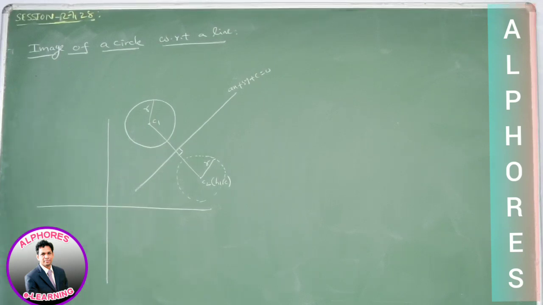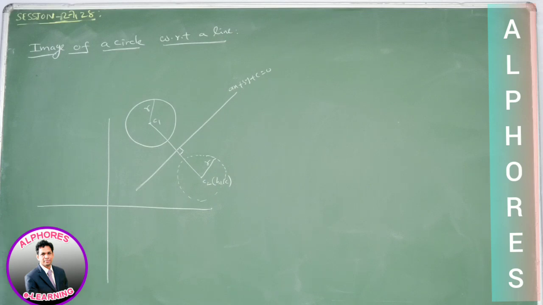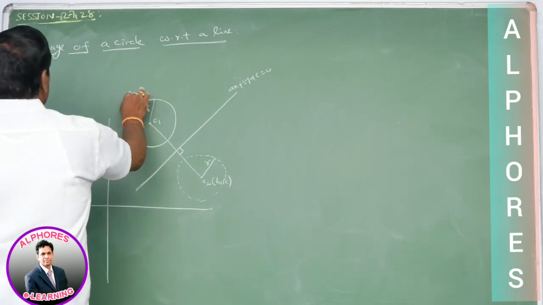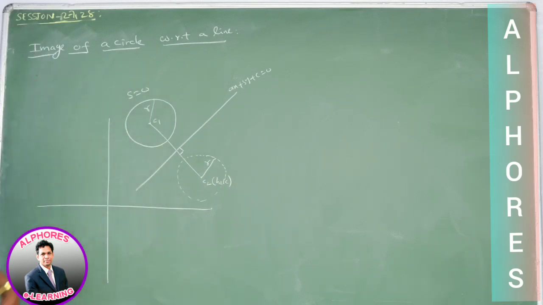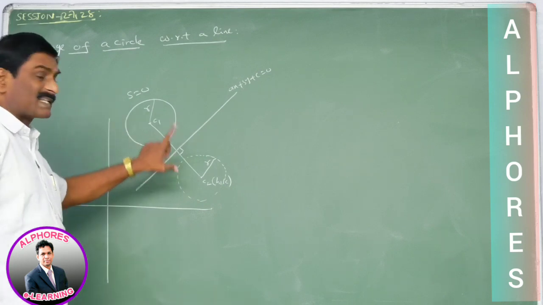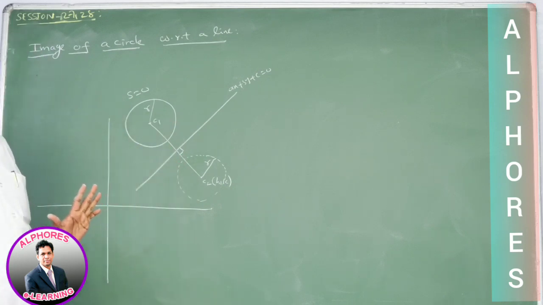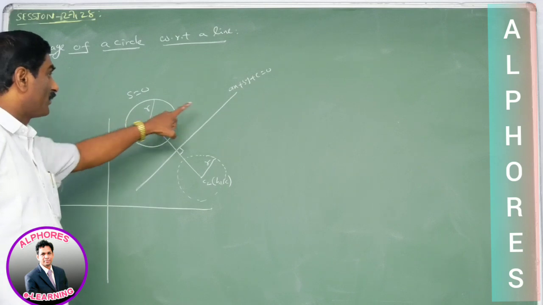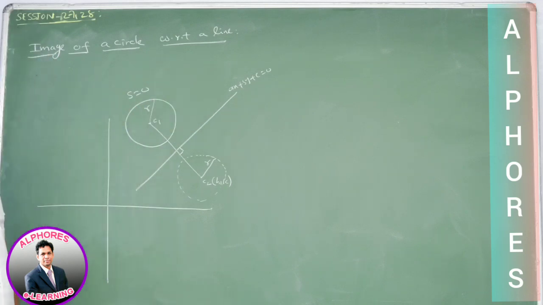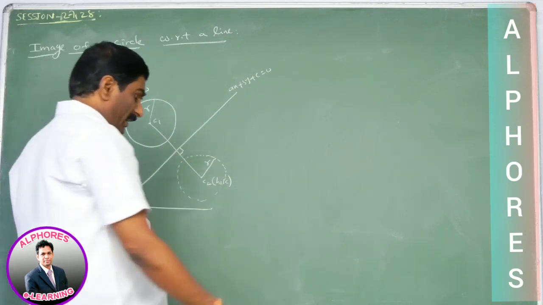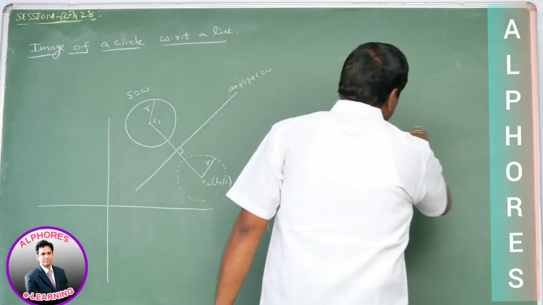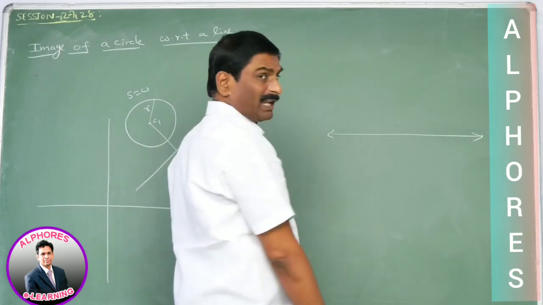Next, image of the circle with respect to a line. Suppose S equal to 0 is a given circle. Find the image of this circle with respect to this line. Image of the circle S equal to 0 with respect to the line ax plus by plus c equal to 0. In straight lines, we know the image of a point with respect to a line.